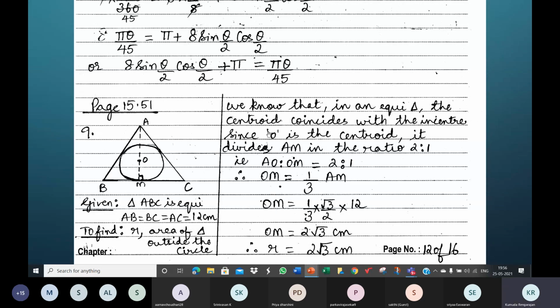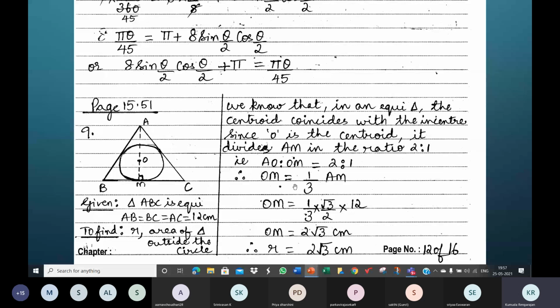So OM is a radius. Why are we interested in OM? OM is the radius of the incircle. So OM is equal to 1/3 of AM. How much is AM? AM is √3/2 A, because AM is the altitude of the equilateral triangle. A is 12. So like this, you can find the radius, 2√3.